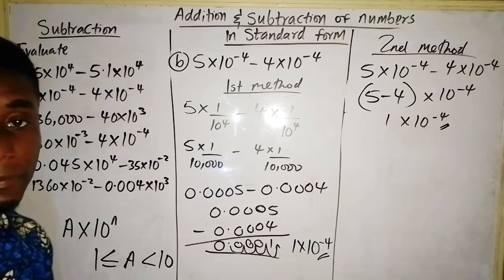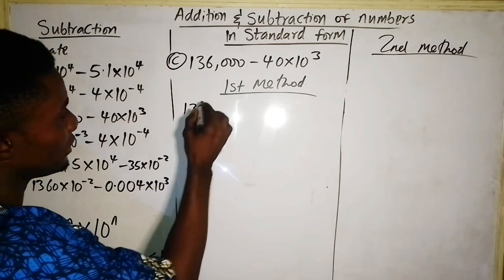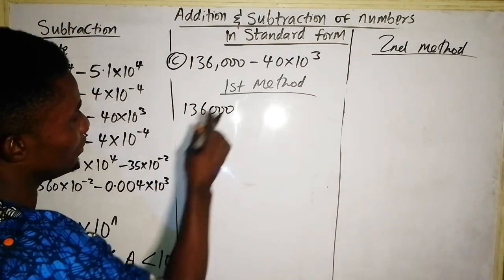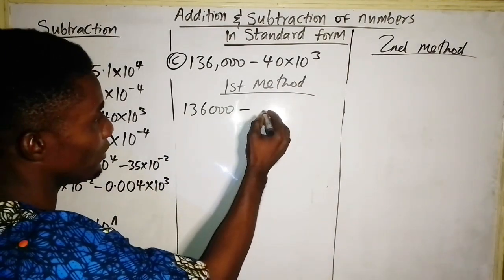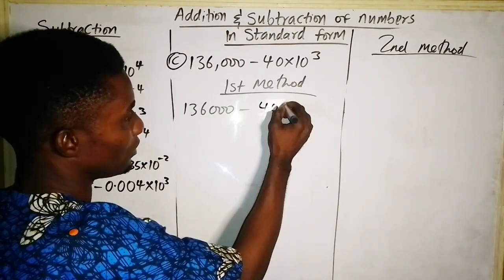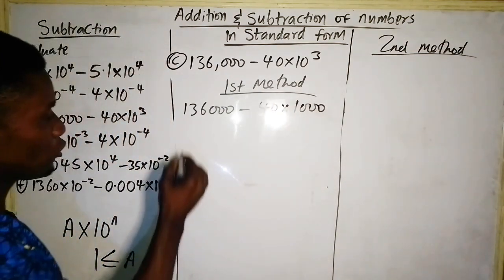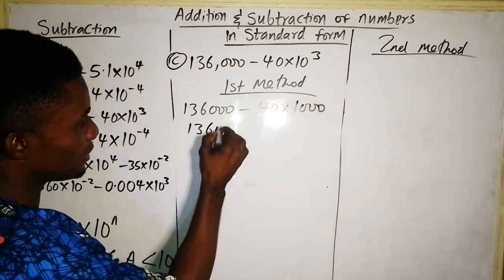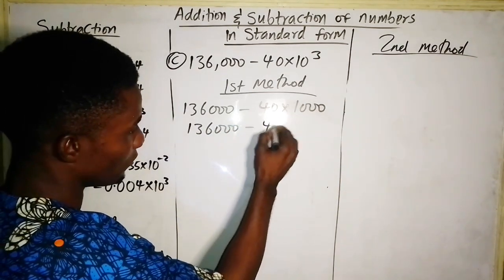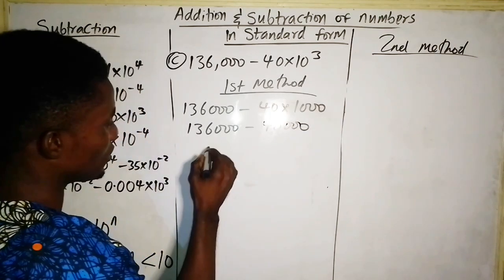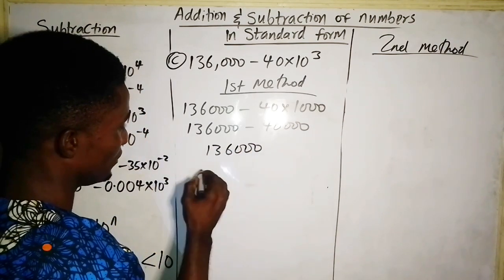Let's move to question 3. Now let's evaluate the third question. So we have 136000. This number is an ordinary number, not a standard form number. So we have minus 40 times 1000. So we can have 136000 minus 40 times 1000, which will give us 40,000. So let's subtract 40,000 from 136000.